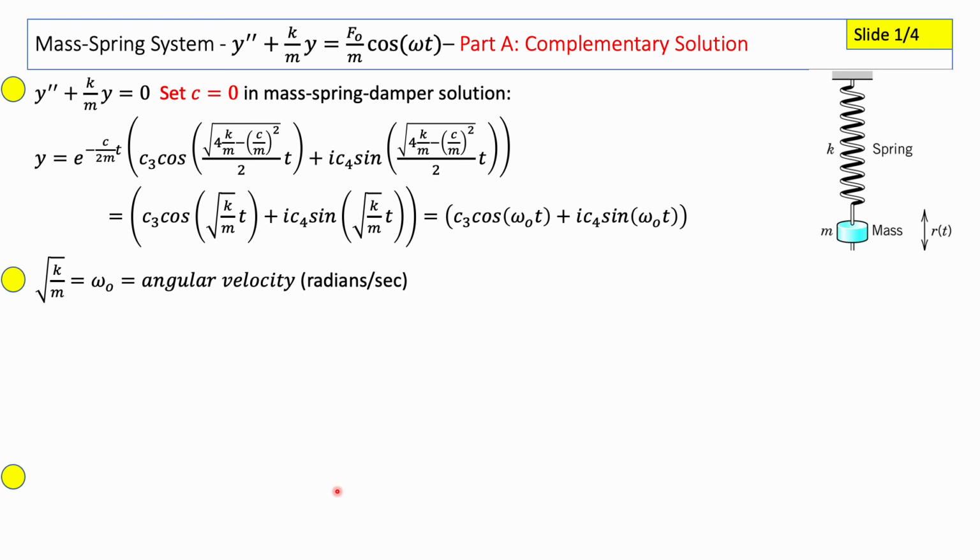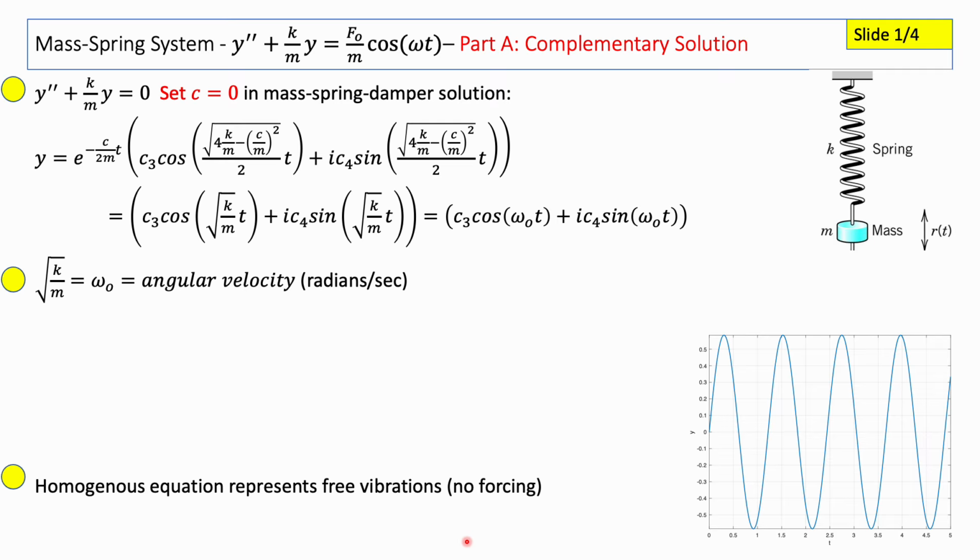Next. So, square root of k over m is omega naught, angular velocity in radians per second. The homogeneous equation, as discussed in the class, represents free vibrations in response to initial conditions. No forcing, because the right-hand side has been set to 0. And the end result would be that the displacement of the mass will go up and down forever. It will never diminish. There's no damping.